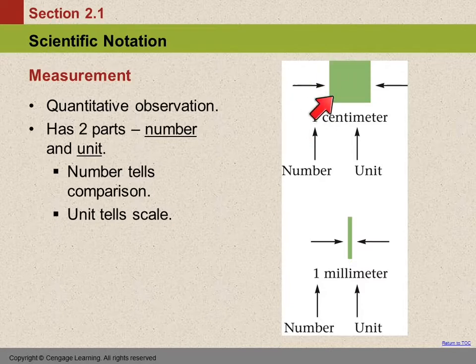So if we measure this block and say that it is 1 centimeter, we have the number part and the unit part. This little sliver here, 1 millimeter. We can't just say it's 1. 1 what? 1 mile? 1 millimeter? The unit is really important. The number gives us a comparison, but the unit tells us the scale. So in science, it's very important when we have measurements that we include the unit. Okay, so I want you to get in the habit all throughout the semester, always write down the unit. Yeah, it's a little tedious sometimes, but it's important. Units are really important.